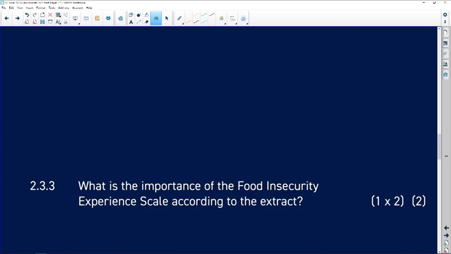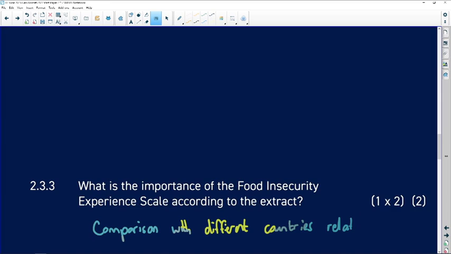What is the importance of the Food Insecurity Experience Scale according to the extract? Obviously, they want to do a comparison with different countries relating to food insecurity.